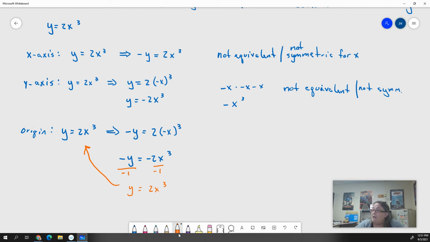So it might not be symmetric for x, and it might not be symmetric for y, but this is symmetric with respect to the origin. And you can shorten that. You can just go sym to origin, right? Save yourself some letters.